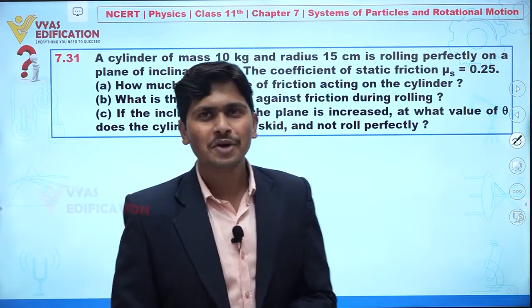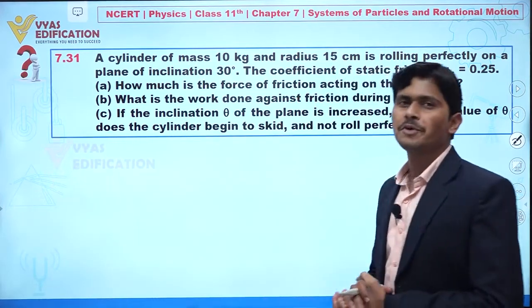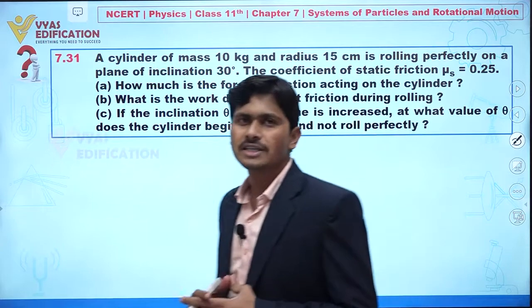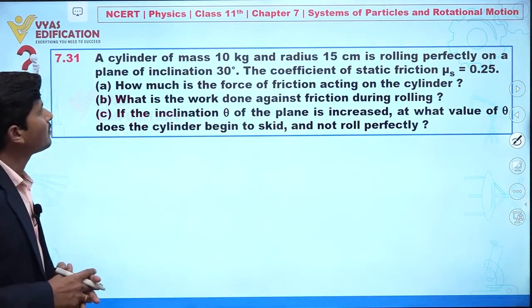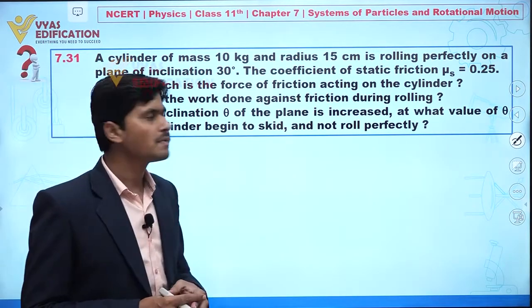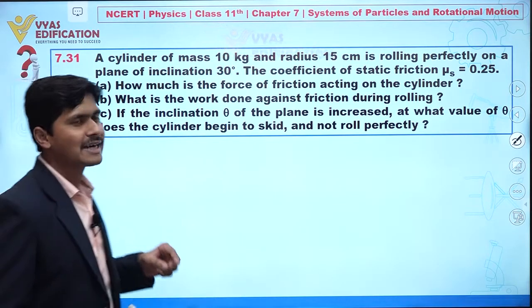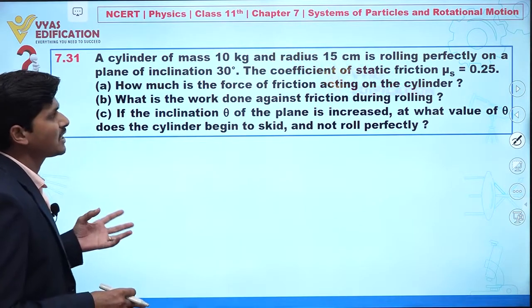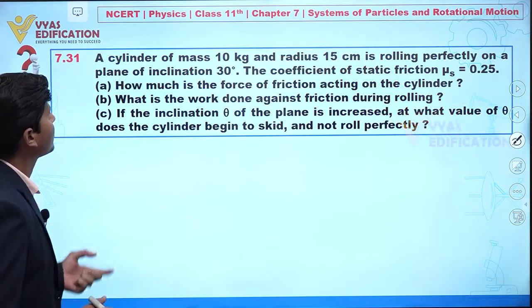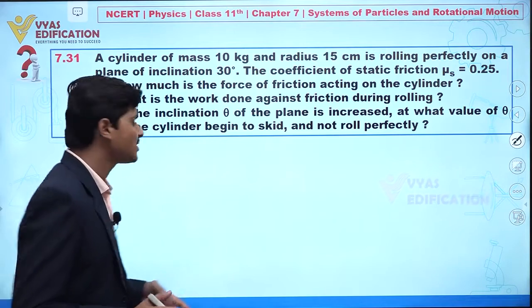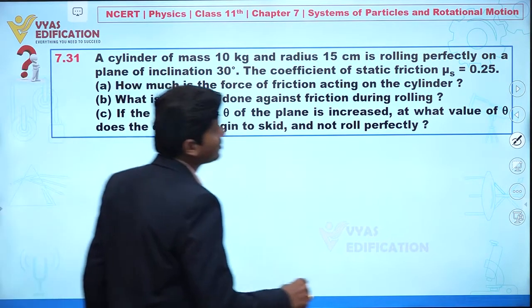Now dear student, I am going to discuss question number 7.31, and in this question it is given to you a cylinder of mass 10 kg and radius 15 cm is rolling perfectly on a plane of inclination 30 degrees. The coefficient of static friction is also given to you. Number 1, how much force of friction is acting against the cylinder? So let us try to solve this question.